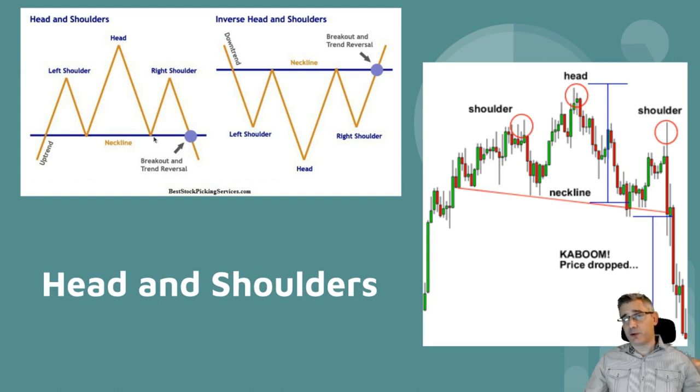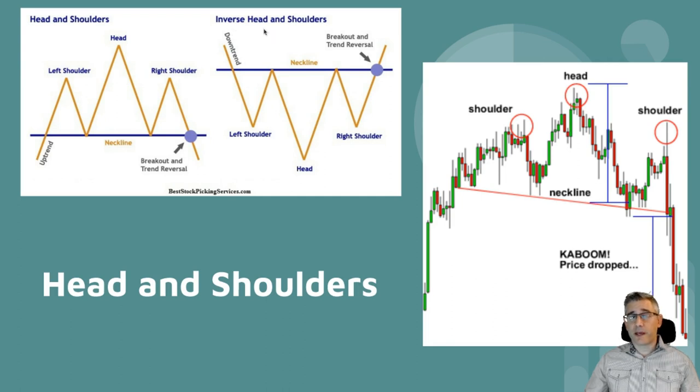The neckline can either be ascending or descending. If it's descending, it's really, really bearish. So almost always look for more to the downside if it has a descending neckline. And the reverse is true.